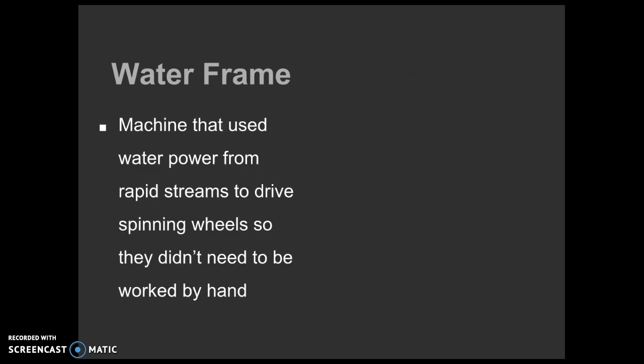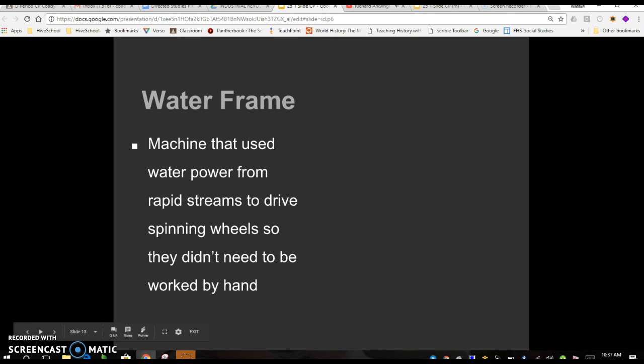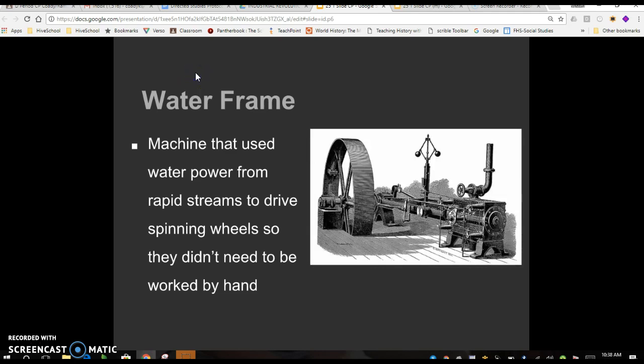Then you had other machines that fueled the machines and made work go faster. So the water frame was a machine that used water power from rapid streams to drive spinning wheels, so they didn't need to be worked by hand. If you've ever gone to an old mill and seen a big water wheel underneath a factory that was spun by the power of the river, that wheel would be attached to gears inside the factory and would be powering machines.